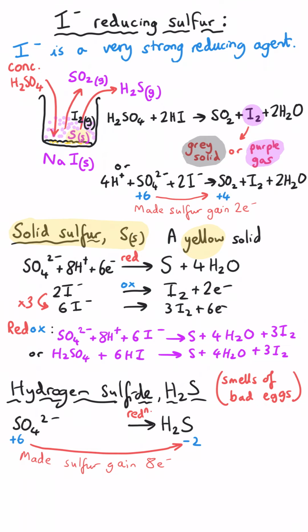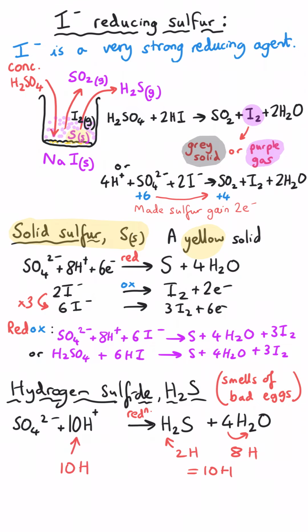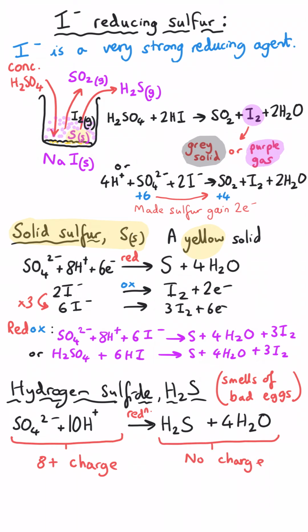And so the half equation for this would have the sulfate ion on the left and hydrogen sulfide on the right. We would need to balance for oxygen by adding 4 water molecules to the right-hand side, and then we would need to add a total of 10 hydrogen on the left-hand side. And then you can see that we need to add 8 electrons to the left-hand side to balance the charge and give us our overall reduction half equation.